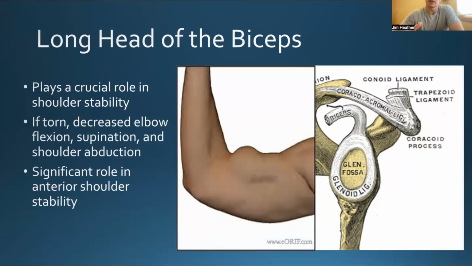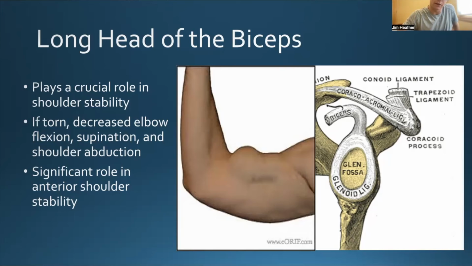The bicep does play an important role in shoulder stability. It acts as an anterior shoulder stabilizer. If torn, we're going to see decreased elbow flexion, decreased supination, and decreased shoulder abduction strength. The reason is, we know the bicep turns on with supination. It obviously is a flexor of the shoulder and the elbow, and because of its position, it contributes to shoulder abduction as well.